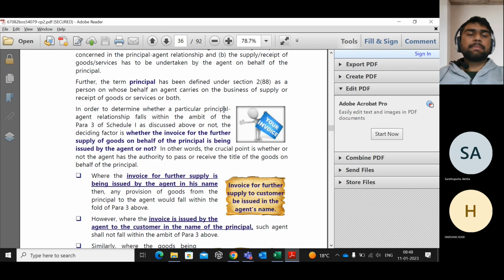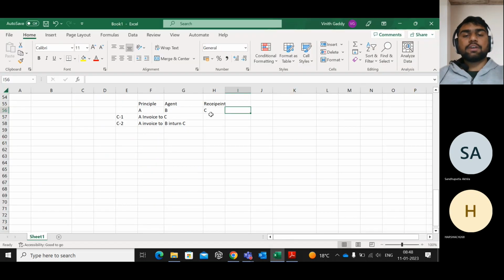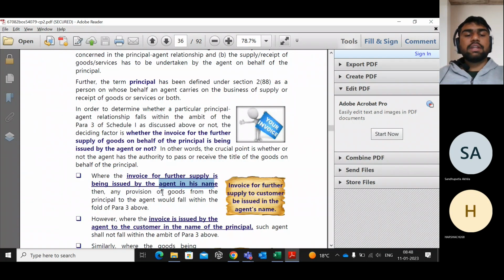In order to determine whether a particular principal-agent arrangement will fall within the ambit of para 3 of Schedule 1, as discussed above, the deciding factor is whether the invoice for further supply of goods on behalf of the principal is being issued by the agent or not. Where the invoice for the further supply is issued by the agent in his name, that means B is invoicing C, then any provision of goods from the principal to the agent would fall under para 3 above.